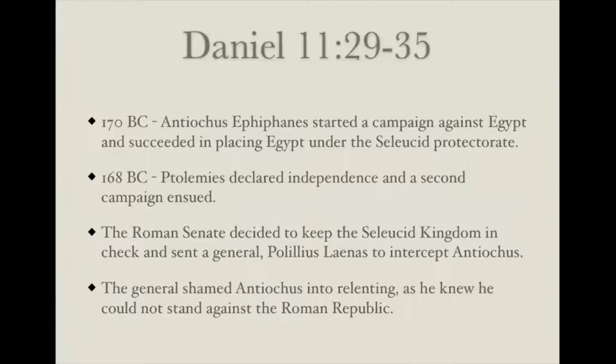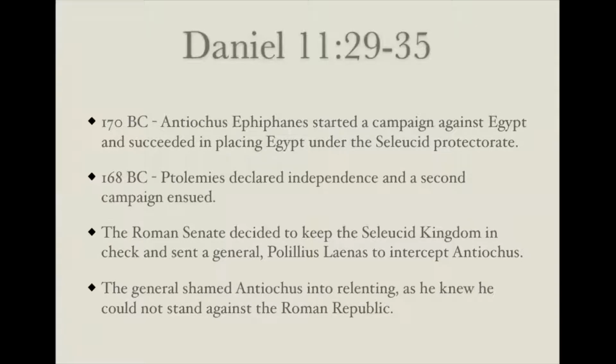In 170 BC, Antiochus Epiphanes starts another campaign against Egypt and actually succeeds in placing Egypt under his control. Two years later, the Ptolemies decided, you know what, forget that. So they declared independence, and a second campaign ensued. This time, however, the Roman Senate decided, you know what, the Seleucid kingdom is trying to spread its influence and power a bit more, so we're going to put a stop to that. So they send a general, Publius Laenas, to intercept Antiochus.